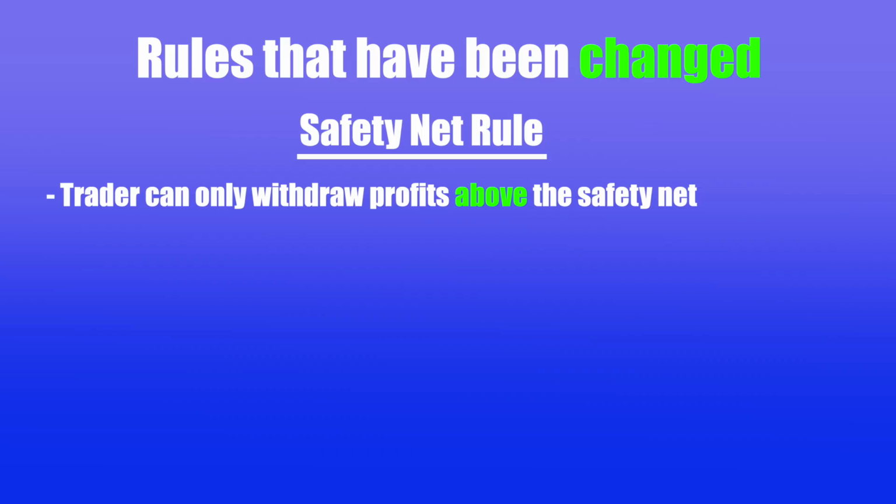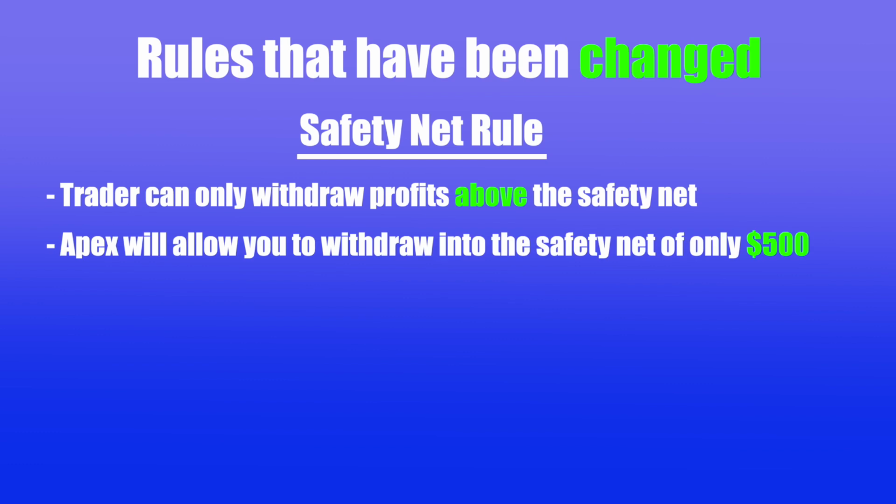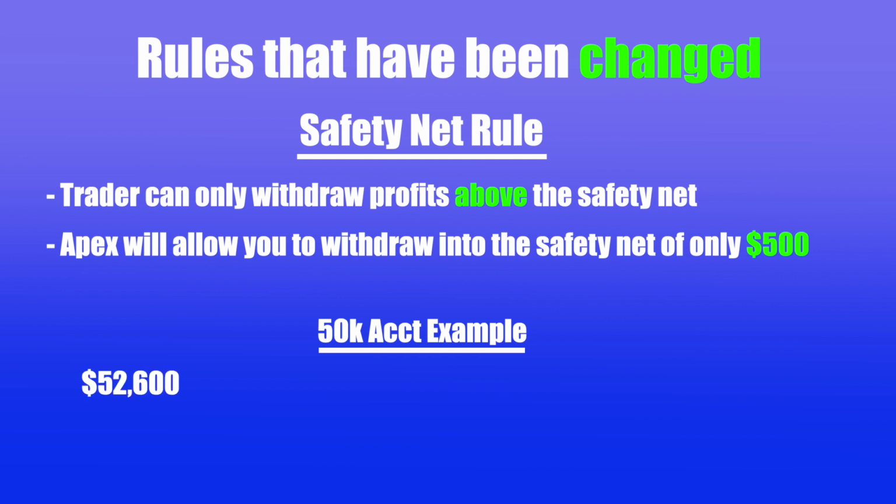Apex won't allow you to withdraw below that, with the exception of $500 maximum. This is implemented so the trader can build a buffer and cushion and leave them with enough of a drawdown to grow the account. So let me explain this further using the 50k account example. You're obviously not allowed to withdraw any profits until you get to the minimum required balance, which is $52,600. This rule has always been there. Apex encourages you to only withdraw profits above the minimum amount so you can leave yourself with the full drawdown for risk purposes, but they will allow you to withdraw a maximum of $500 into the safety net.